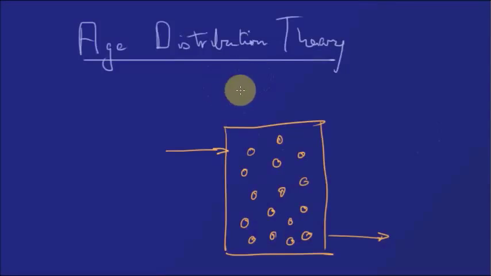So we're discussing in this section the application of age distribution theory to chemical reaction systems. And age distribution, the basic concept is that things reside in a space for different periods of time. So the age in this case is defined as the time spent in the space. In our context, it's a reactor. So we've got a reactor and we've got fluid elements that are spending different periods of time in there.